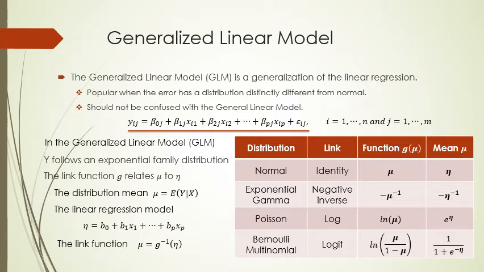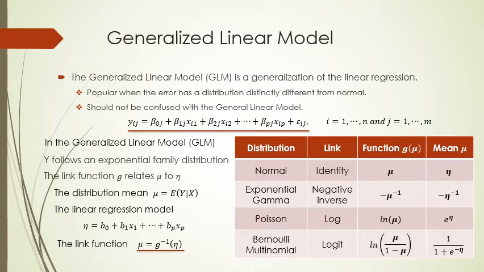In the generalized linear model, the outcome follows an exponential family distribution that includes common distributions such as the normal, binomial, Poisson, and the gamma distribution. The link function relates the expected value of the outcome to the predictions in the linear model. Thus, we have mu as the outcome distribution mean, conditioned on x, and the linear regression model. The two are connected with the link function g as this.